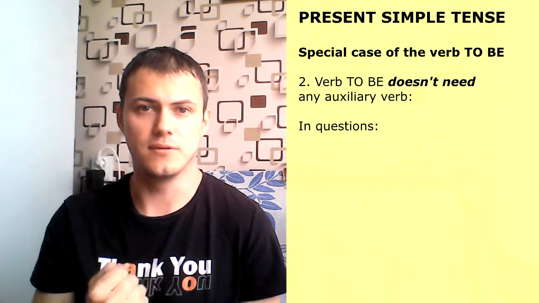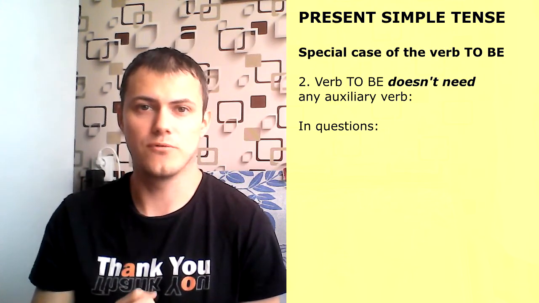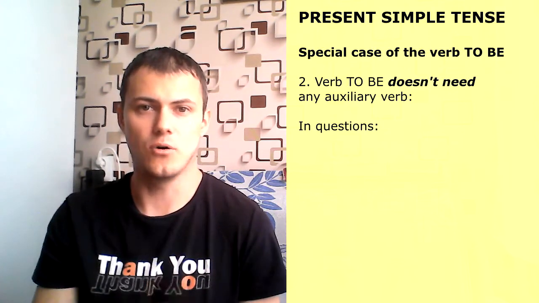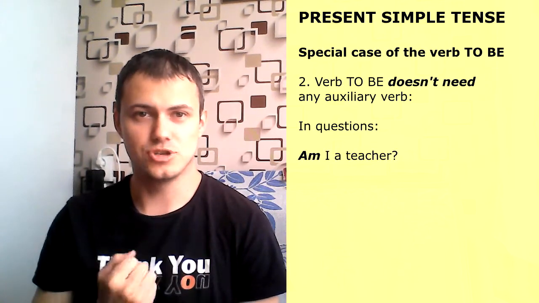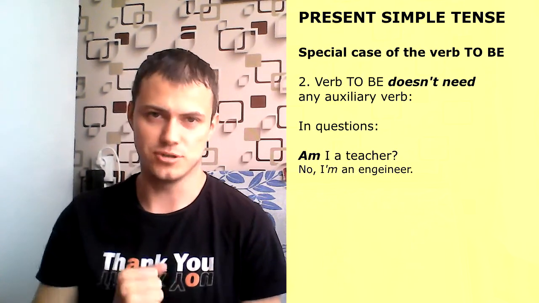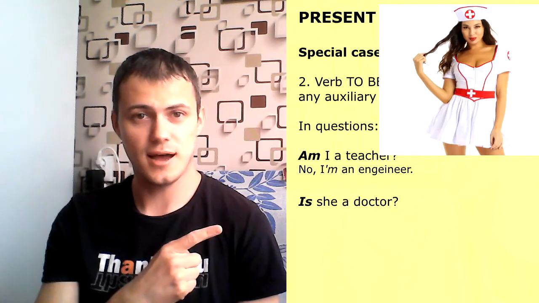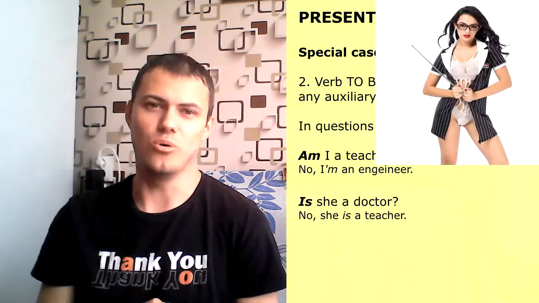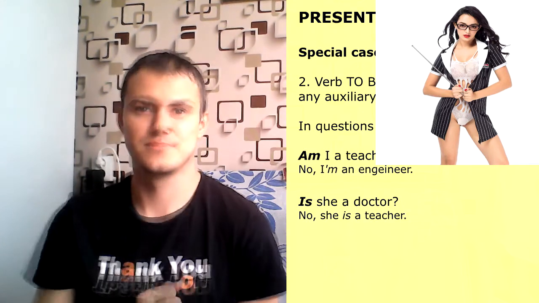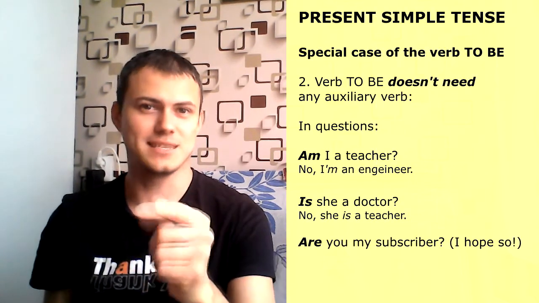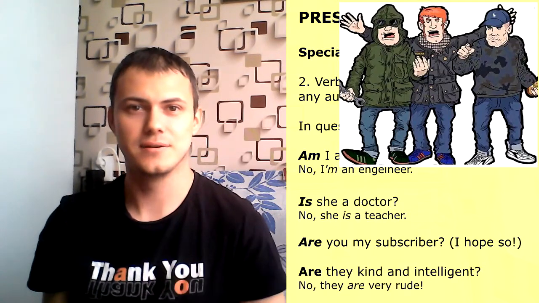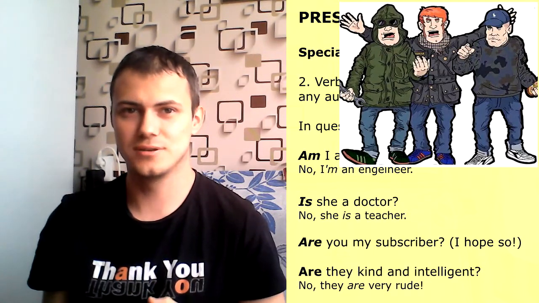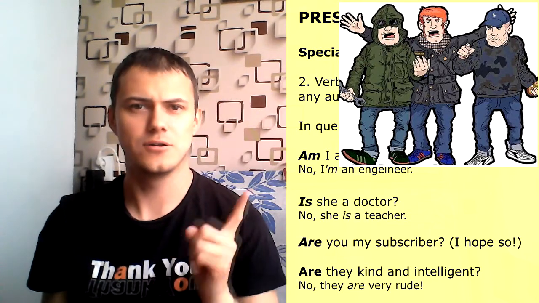For making questions with the main verb to be in the present simple tense, we should set our main verb, one of the forms of the verb to be, at the start of the sentence. For example, am I a teacher? No, I am an engineer. Is she a doctor? No, she is a teacher. Are you my subscriber? I hope so. Are they kind and intelligent? No, they are very rude.